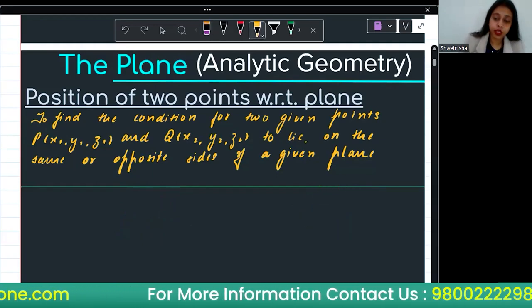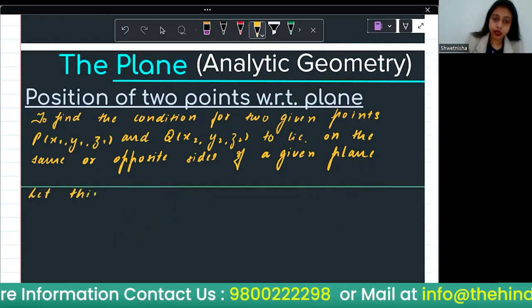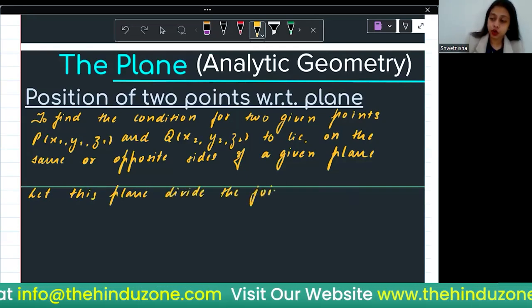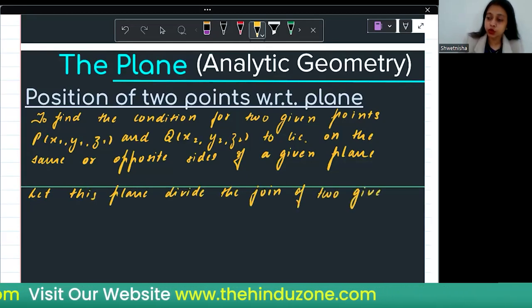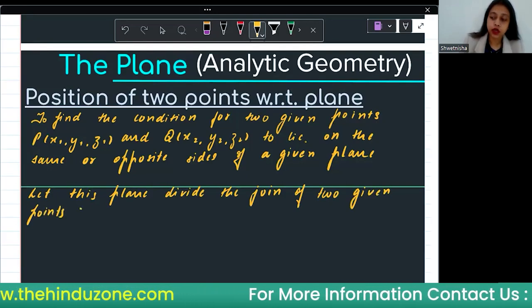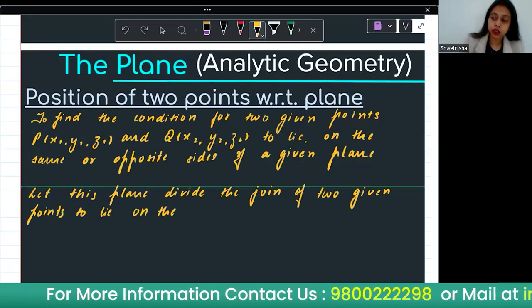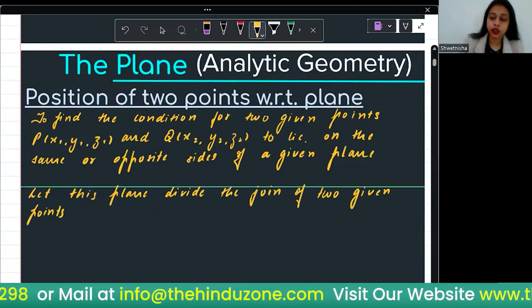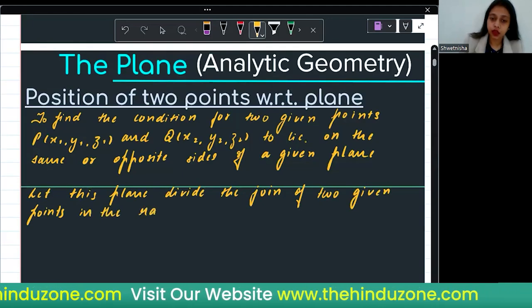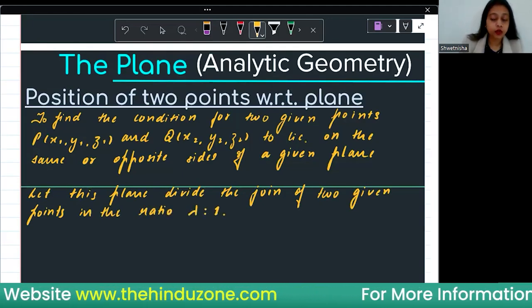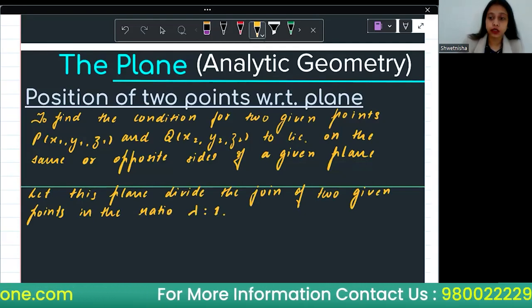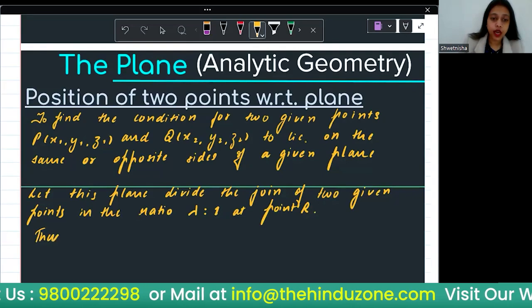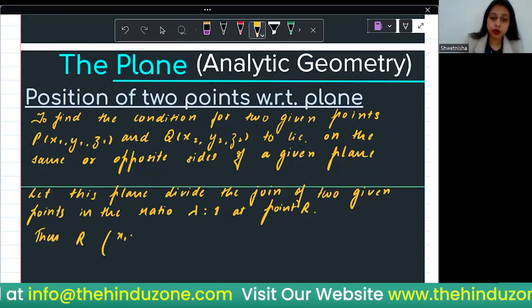Let this plane divide the join of the two given points in the ratio lambda is to 1. Then how can you calculate the point? It divides the join at point R. Then obviously R can be calculated by the section formula.